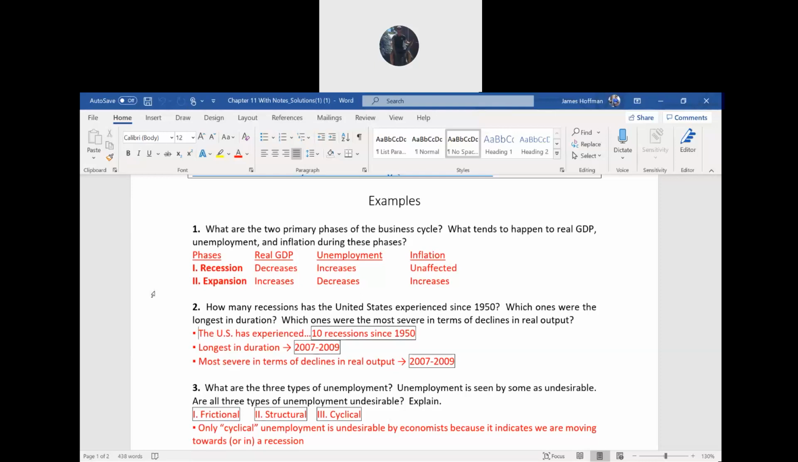But the previous 10. So the U.S. had 10 recessions since 1950, official recessions. And the longest one of those 10 was by far the 2007 2009, after the financial crisis. And that was also by far the worst one in terms of average declines in real output. Okay, so not talking about the current recession, but the previous 10, the longest one in duration was the financial crisis, and that was also the most severe in terms of declines in real output.